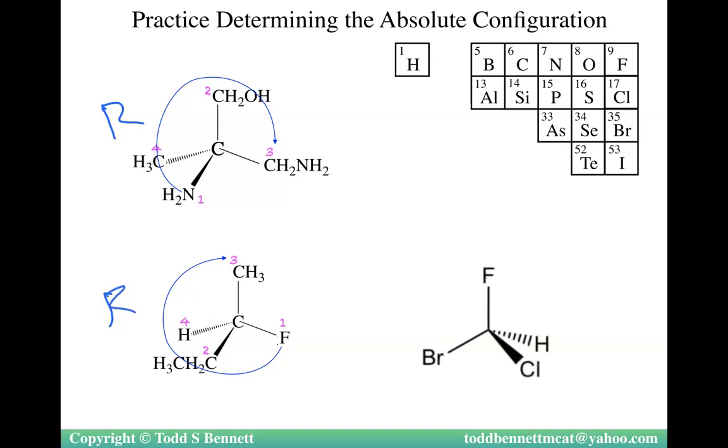And then finally, this one, number 4 is in back, so I said to take it as is. Priority 1 is bromine. Priority 2 is chlorine. Priority 3 is fluorine, and priority 4 is H. So 1, 2, 3, 4, 4 in back. So this time it is a counterclockwise circle, so it is S. Not bad. I would dare say so far it's so easy.